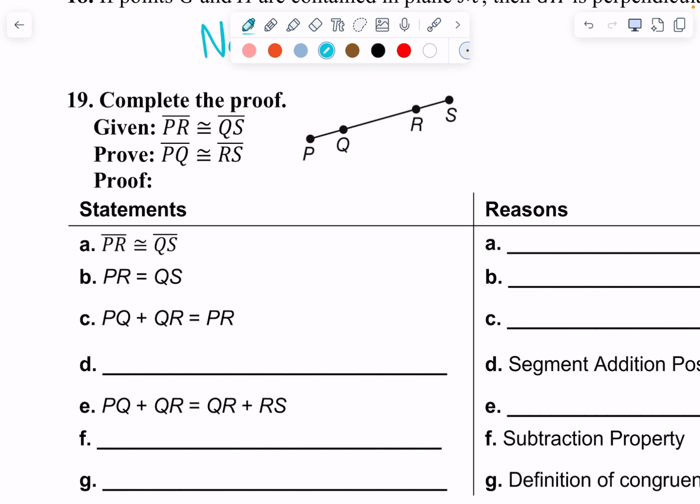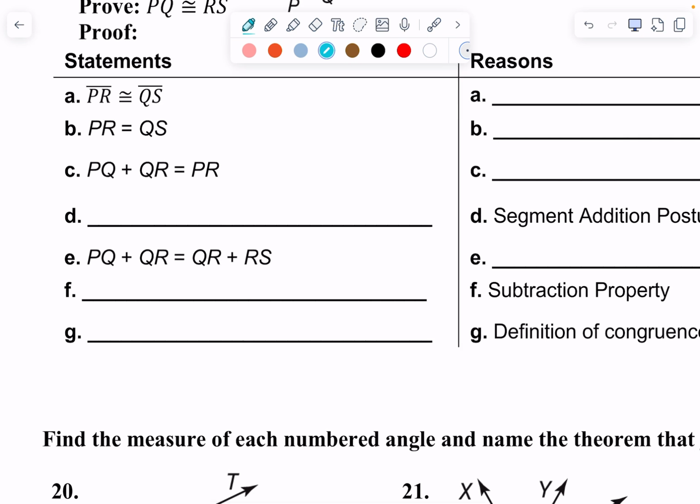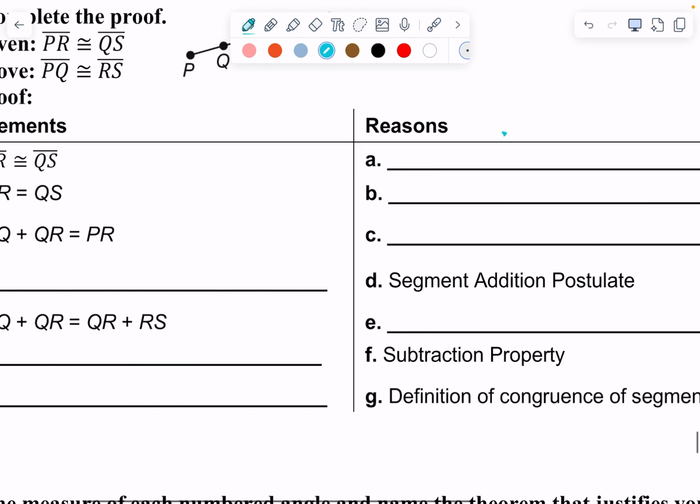Now, the way that I grade proofs, this one has a bunch of parts to it, like 7 parts, right? You should at least be able to get some of them, because what should be the first reason that you put down? If you don't have that figured out yet, you're behind. Given should be the first one. You get points for that. Did you know that? You get points for given.